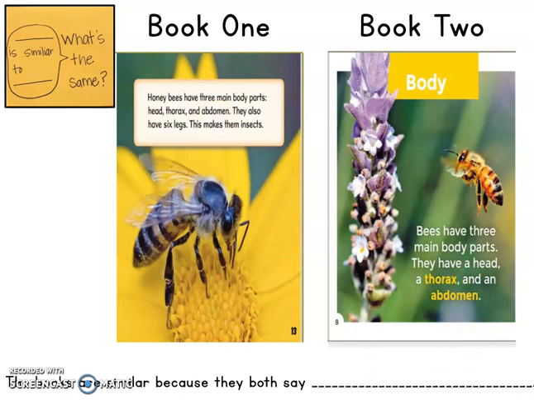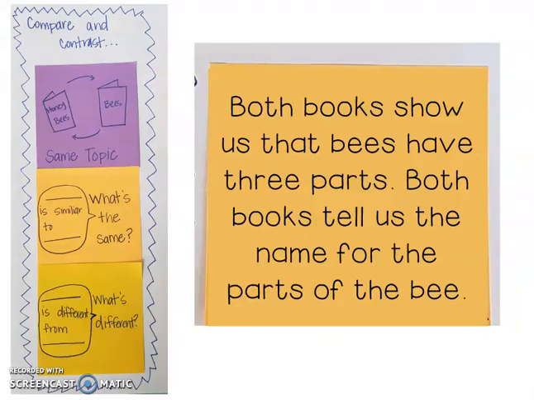So I'm going to write that down in my sticky note. I always like to have something to write on next to me when I'm reading. That way I can write what I'm learning. So on my sticky note I wrote, both books show us that the bees have three parts. Both books tell us the name for the parts of the bee. That's how they're the same. Now let's think about how they're different.